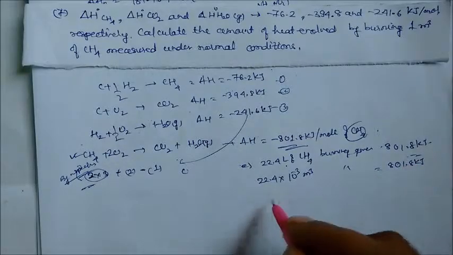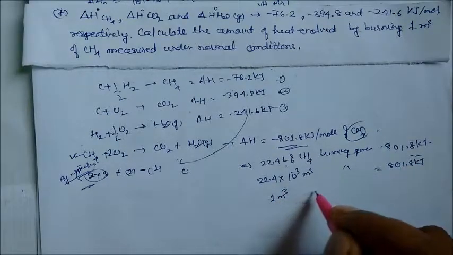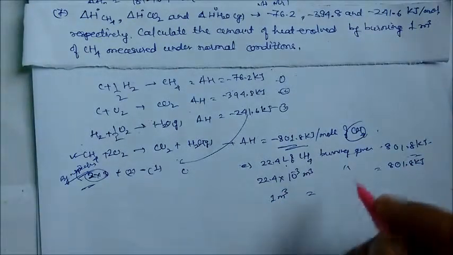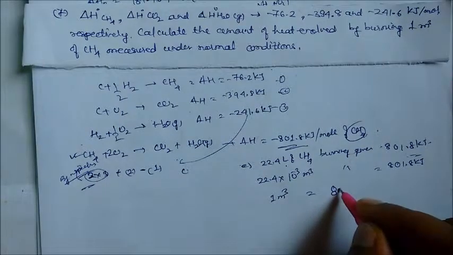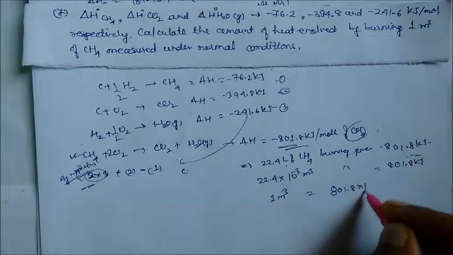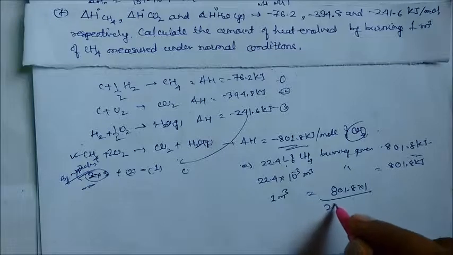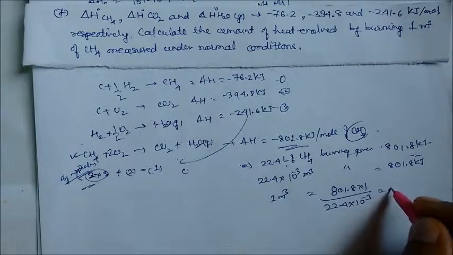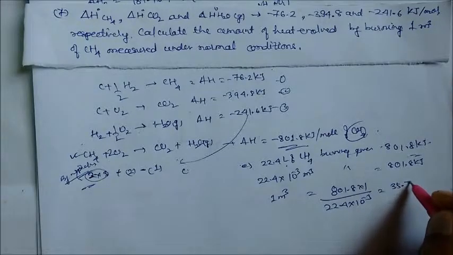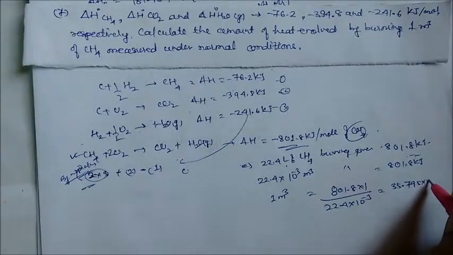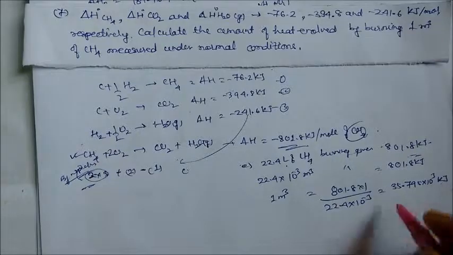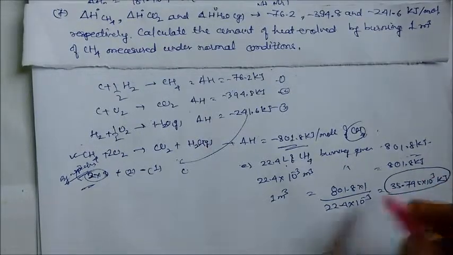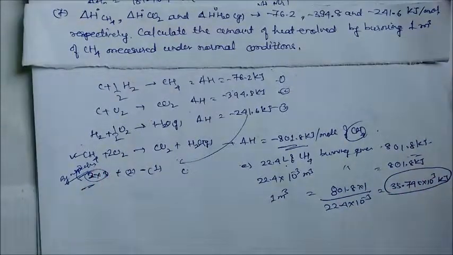So if instead we write 1 meter cube, how much will it give? It will give 801.8 multiplied by 1 and divided by 22.4 into 10 power minus 3. After solving we will get 35.795 into 10 to the power 3 kilojoule. So this much energy is given out by methane when it burns in the presence of oxygen.